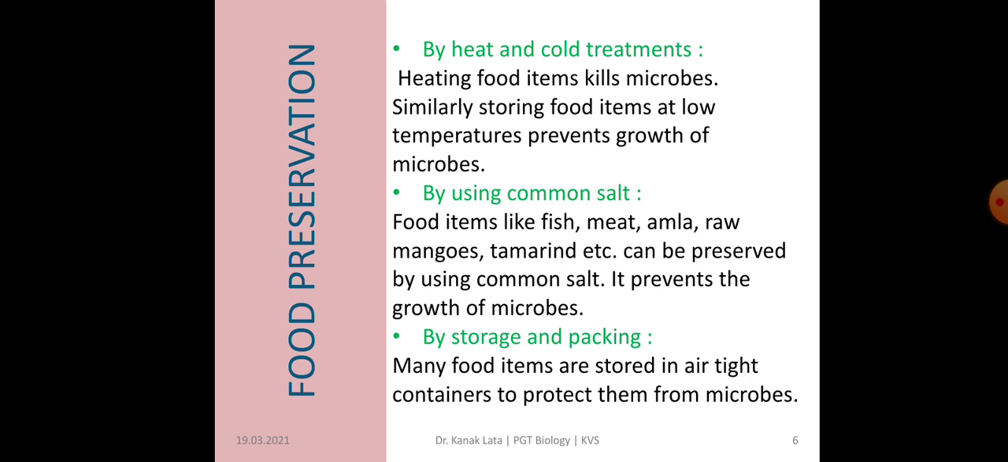Another is by using common salt. Food items like fish, meat, amla, raw mango, tamarind can be preserved by using common salt. It prevents the growth of microbes by removing the moisture content from the food item. Another is by storage and packing. Some food items are stored in airtight containers, and this airtight container also protects food from microbes.